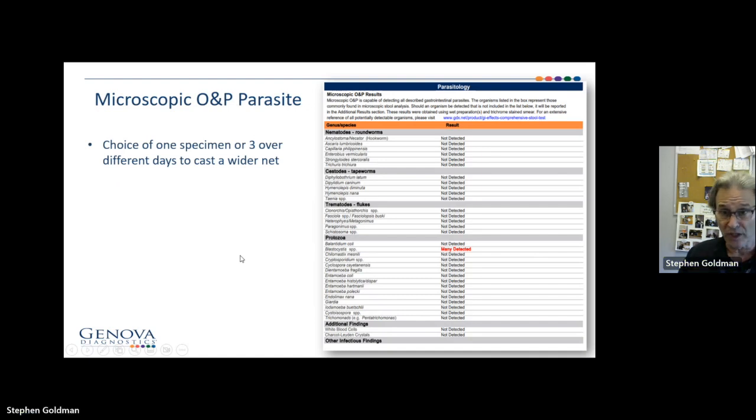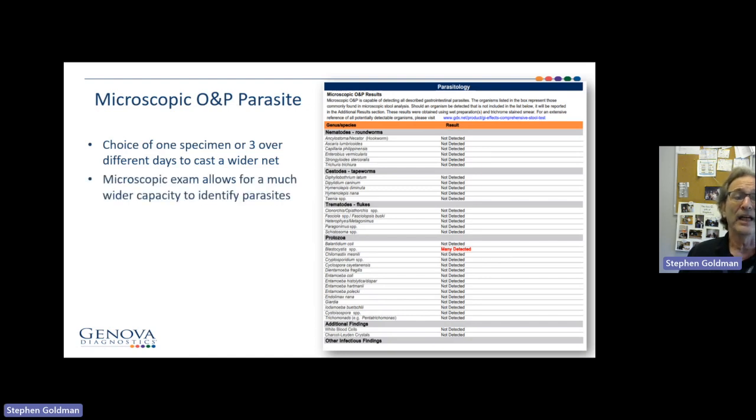So you may note that you have a choice of 1 specimen collection or 3. Remember that parasites are very unpredictable in their shedding. So by giving us 3, it includes an opportunity to cast a wider net. If you're really concerned about parasites, I think the 3 over 3 different days option is a good way to go.